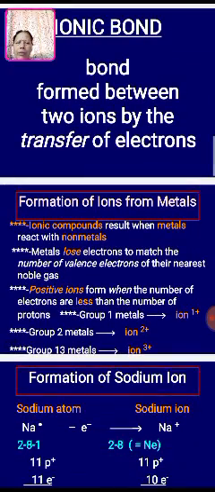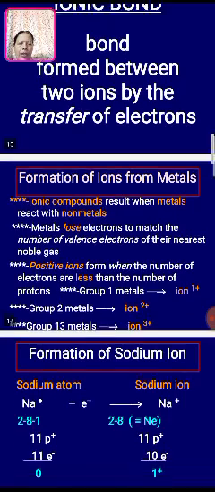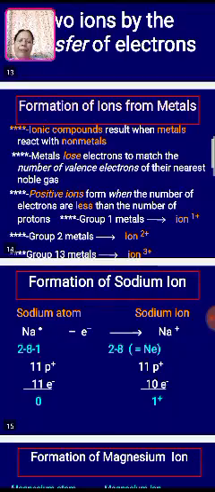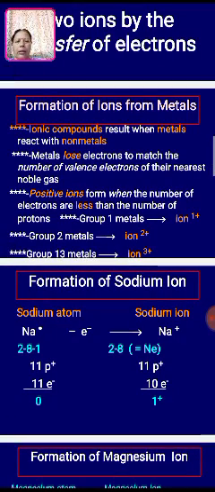The formation of ionic compounds: they result when metals react with non-metals. Metals lose electrons to match the number of valence electrons of their nearest noble gas. It means whenever any element loses or accepts an electron, it tends to become neutral by achieving the noble gas electronic configuration. Noble gases are neutral. Positive ions form when the number of electrons is less than the number of protons.